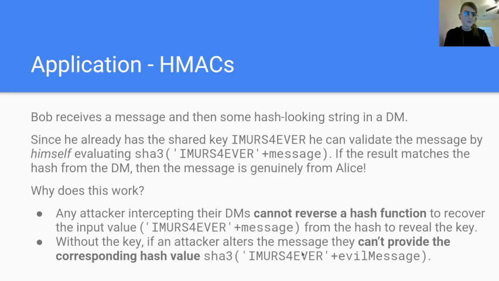So the properties of hash functions have allowed us to sign a message and prove authenticity and integrity just by sending the hash of the secret key plus the message. This is called an HMAC, a hash-based message authentication code. And this is often used.